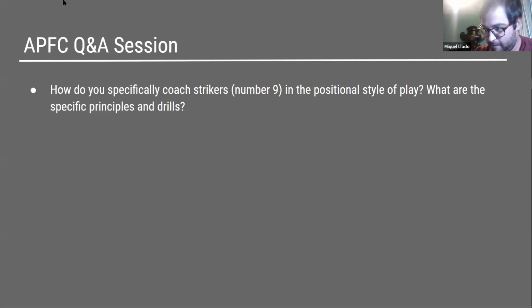So we can provide a lot of information that stops this decision making by the player and this creativity, and guides them more in a commanded way on what to do. This is what you prefer as a coach and your style.